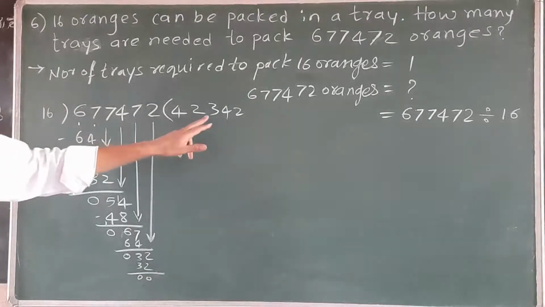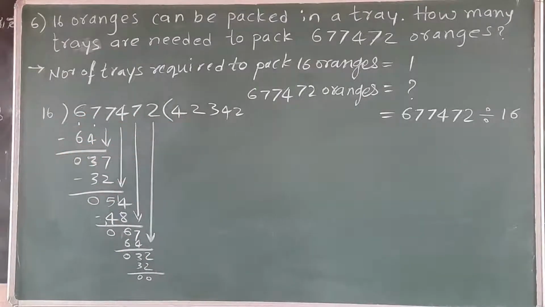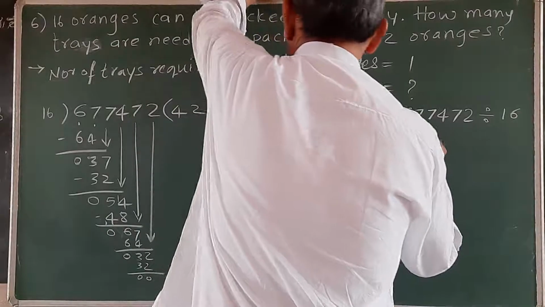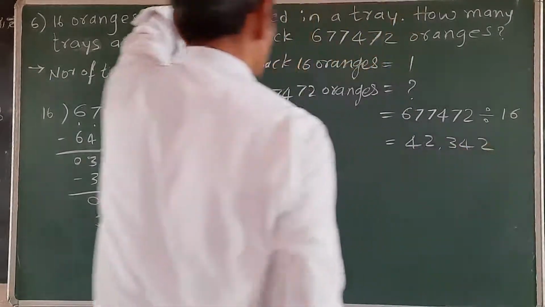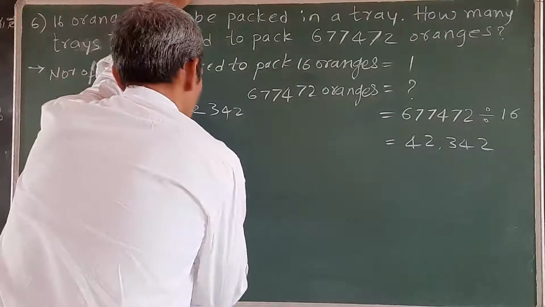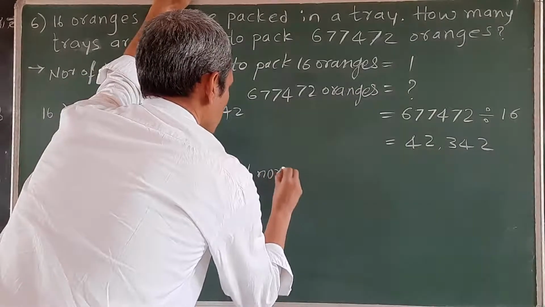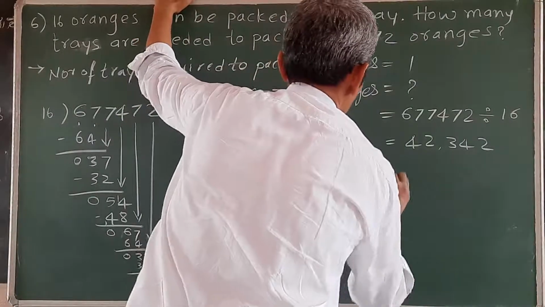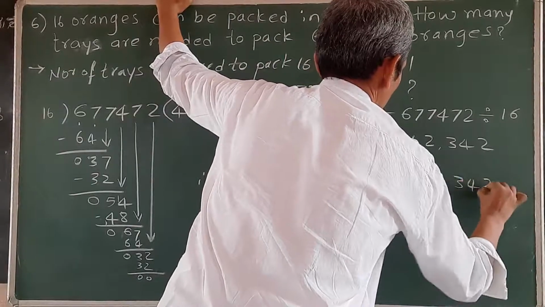These many trays are required to pack the total number of oranges, that is 42,342 trays. We will get 42342, that many trays we required. Therefore, the total number of trays required is 42342.